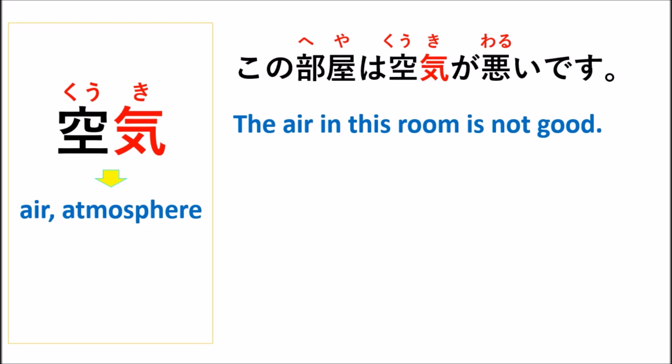And kono means this, and heya means the room, and kuki means the atmosphere or the air, and warui means bad or not good. So in this sentence we can translate: kono heya means this room, kuki ga warui desu, which means the air in this room is not good.